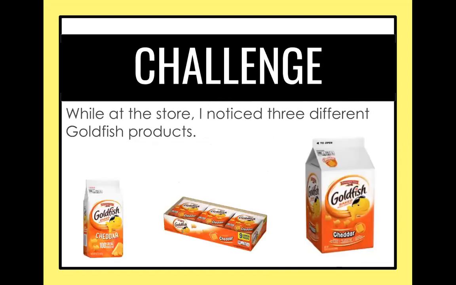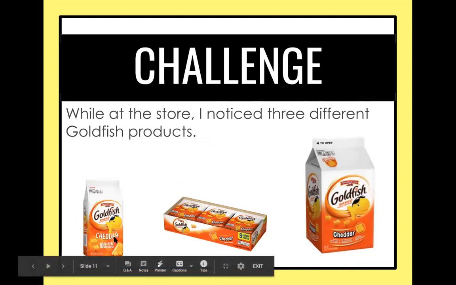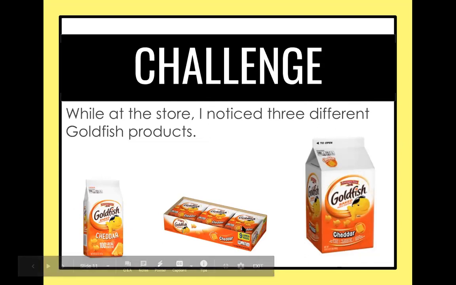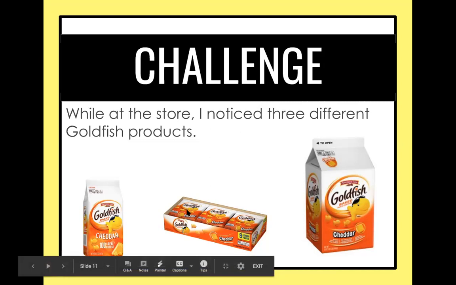While at the store, I noticed 3 different Goldfish products. We have a bag that is 6 6/10 ounces, and for the purposes of this challenge, we're going to round that to 7. So about 7 ounces. I found a 9-pack of the individually packaged Goldfish, and each one of those bags is 1 ounce. So there are 9 ounces of Goldfish in that package. And then I found the big box, the big carton, and there are 30 ounces of Goldfish in this carton.